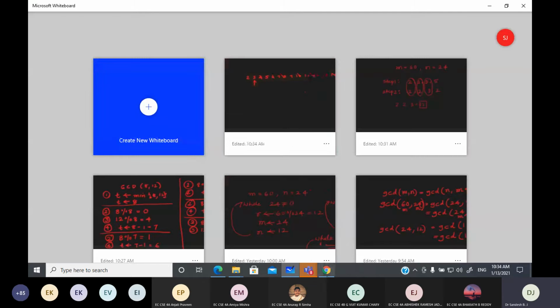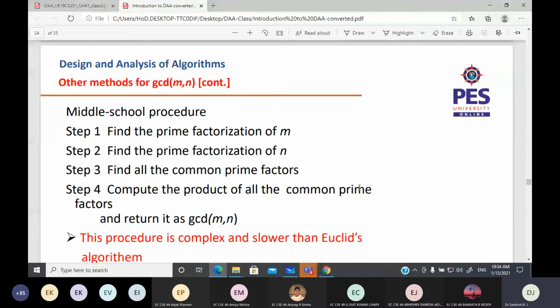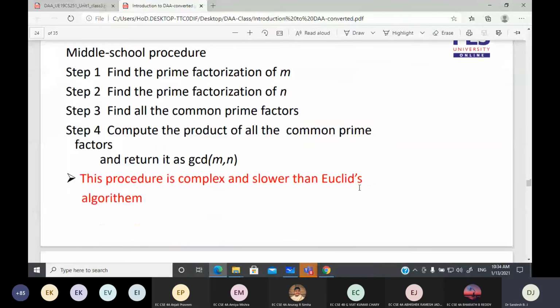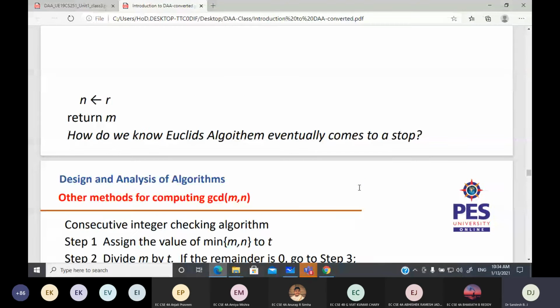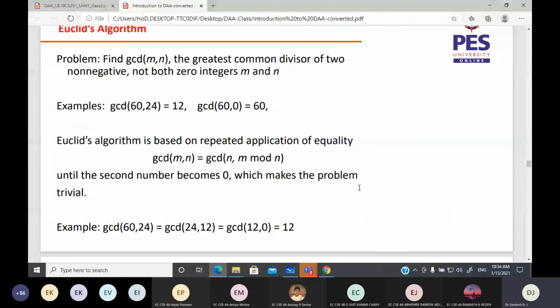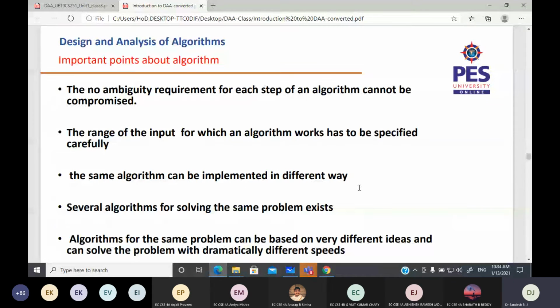As you can see, the procedure which we have discussed is more complex and slower than Euclid's algorithm. So this example was taken to discuss the important points about the algorithm. What does it say? There should not be any ambiguity. The no-ambiguity requirement for each step of an algorithm cannot be compromised.